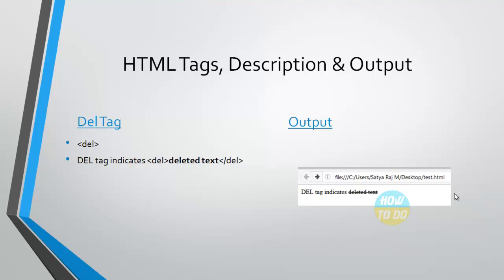Del tag indicates deleted text. Let's say for example, you write del and write some text and close that particular del tag, the output for the same will be in this way. It will be cross marked on that particular text wherein you are mentioning the del tag.